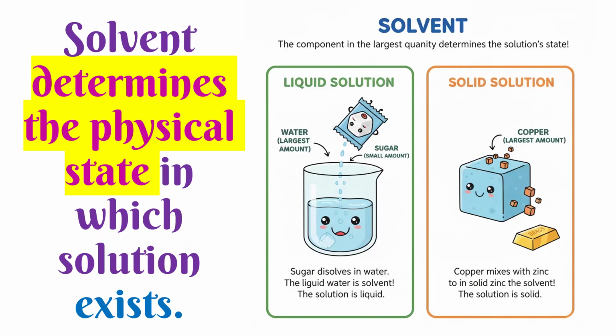That which is in large amount or quantity, we call a solvent. So here the solvent is copper and it is in large amount, so the solution is solid. So by the term solution, don't think only of the liquid state. There are solid, liquid as well as gas solutions. Clear? So the solvent determines the physical state in which the solution exists.